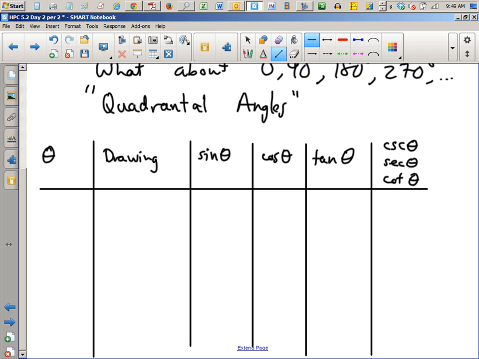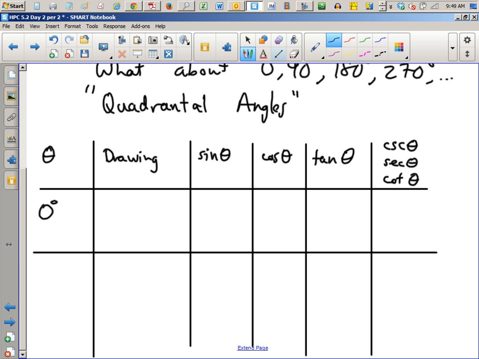All right, so let's get going on this. The first one I'm going to do is actually 0 degrees. If you multiply that by pi over 180 to put it in radians, that's also just 0 radians. 0 pi radians, or I'll just put 0 radians. The drawing for it is kind of trivial.